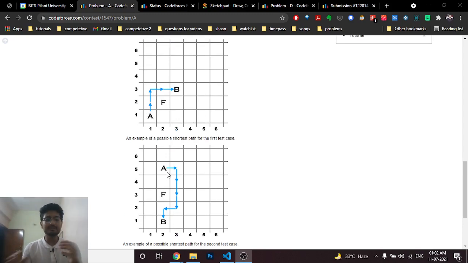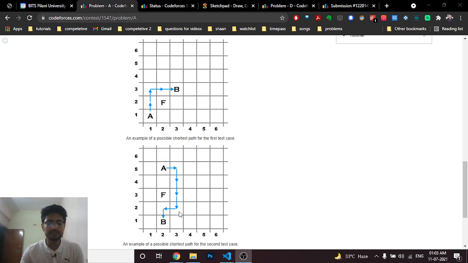The other case can be when A and B lie on the same line, and not only A and B, F also. If A, B and F all lie in the same column or the same row, then you cannot just go from A to B along the Manhattan path, because you will encounter F. In that case, you have to go one step right, and then one step left. So you just have to do it like this. The distance between them is, as you can see, 5 minus 1, which is 4. So there are 4 down arrows, but one right arrow and one left arrow are also there.